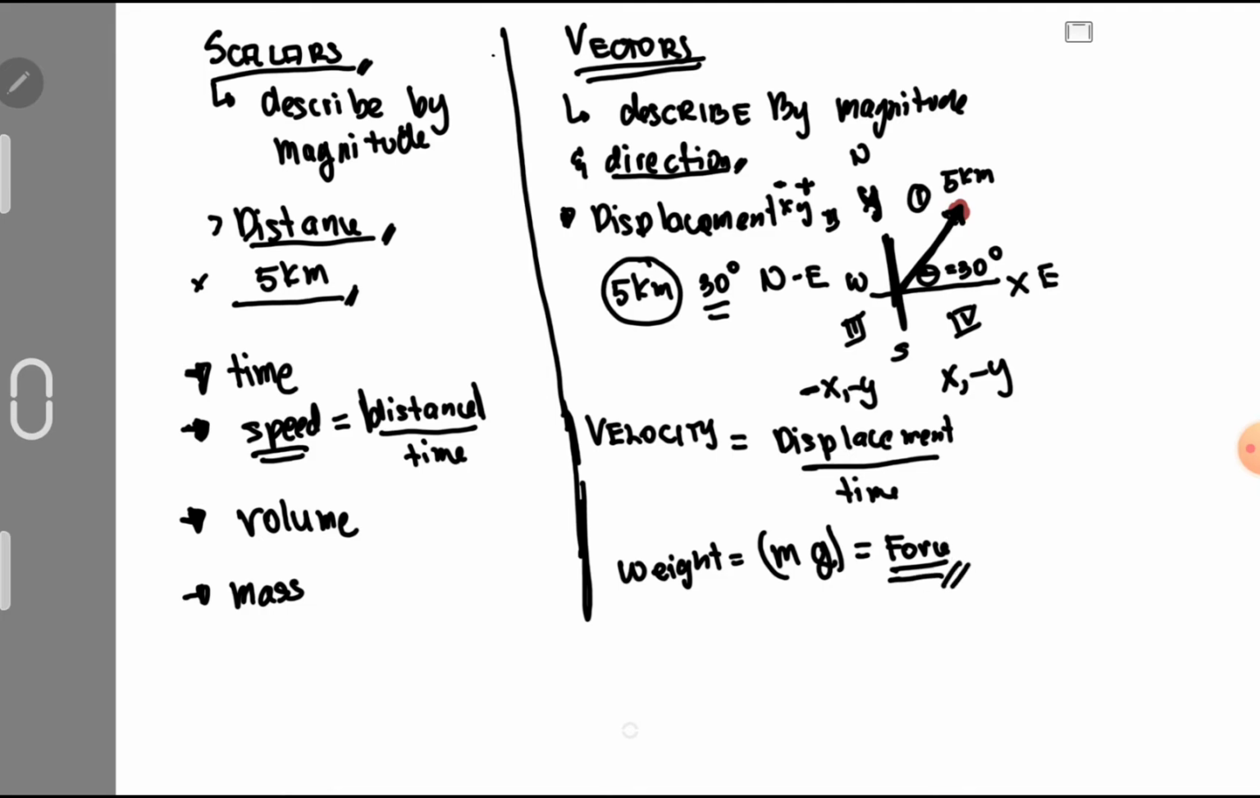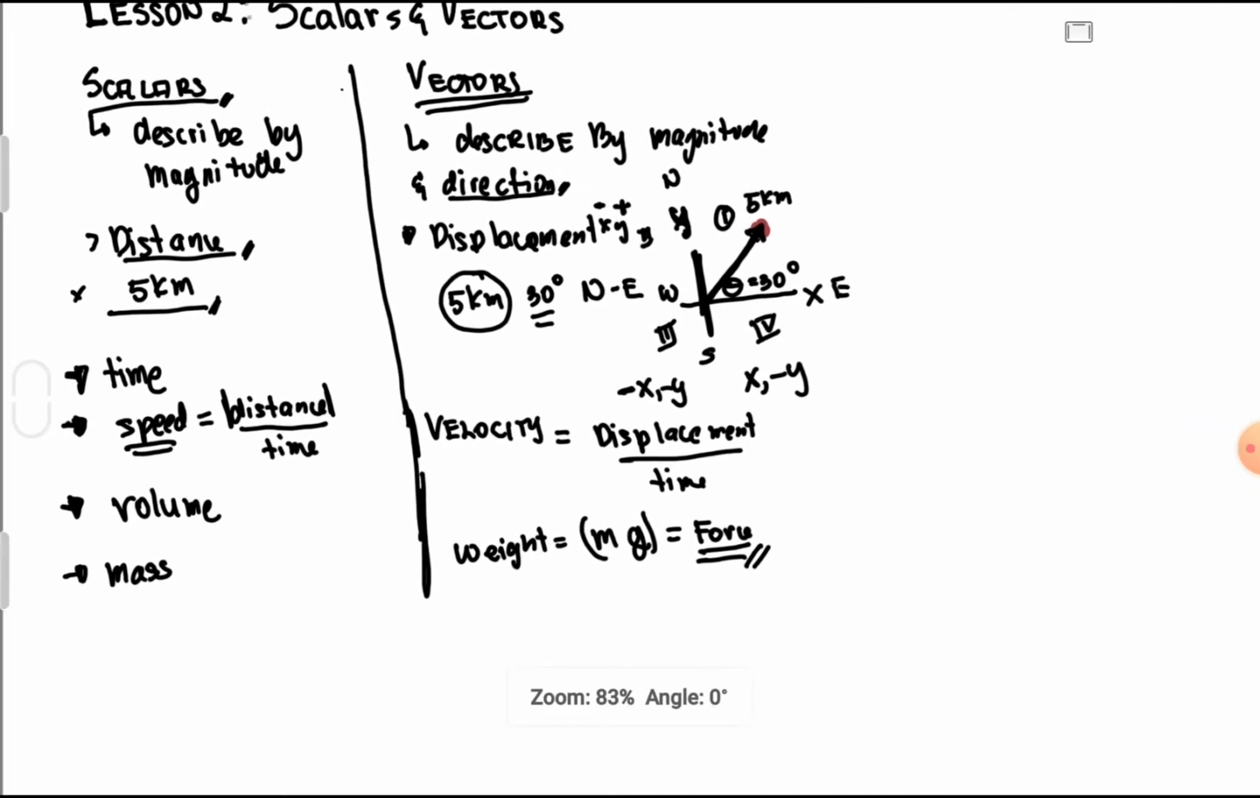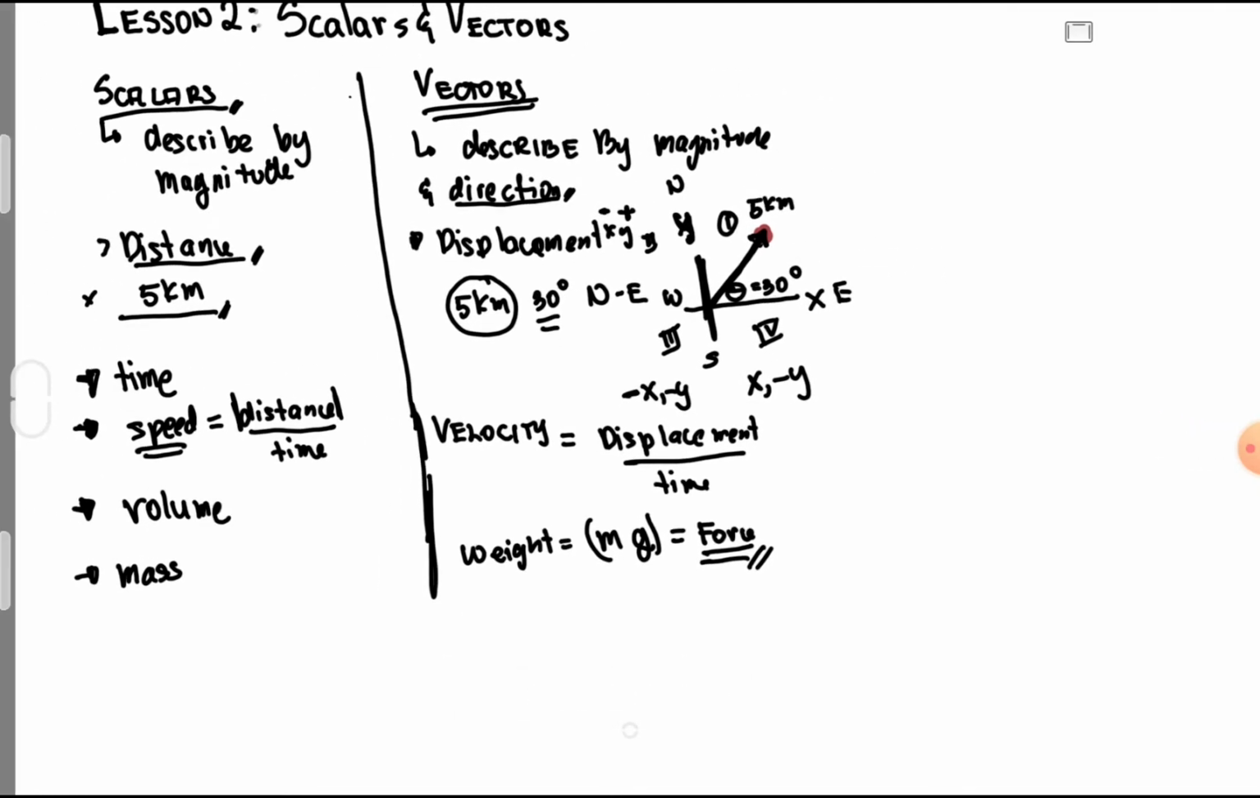Why? Basically, your force is stated such that your force can be equal to 5 Newton at an angle of 30 degrees, or 10 Newton at an angle of 20 degrees. Okay? These are the descriptions for your forces.